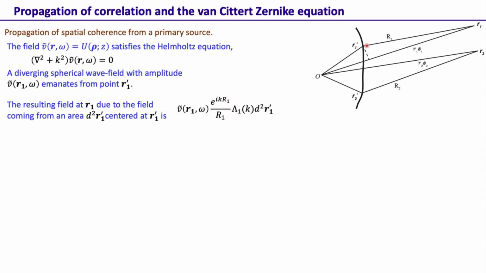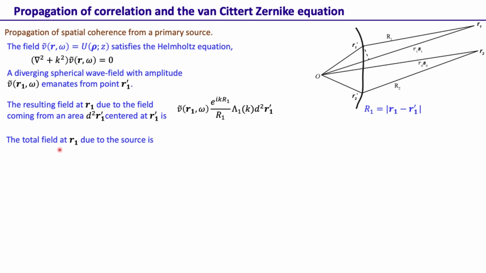And since we are also considering a tiny area d2r1, the contribution from that tiny area d2r1 is simply this quantity multiplied by d2r1. Now this lambda 1k is just a geometric factor. We are also including it here because, depending on the inclination of r1 with respect to r1 prime and so on, that will also decide what fraction of this field reaches there. Okay, so r1 is just the separation between r1 prime and r1.